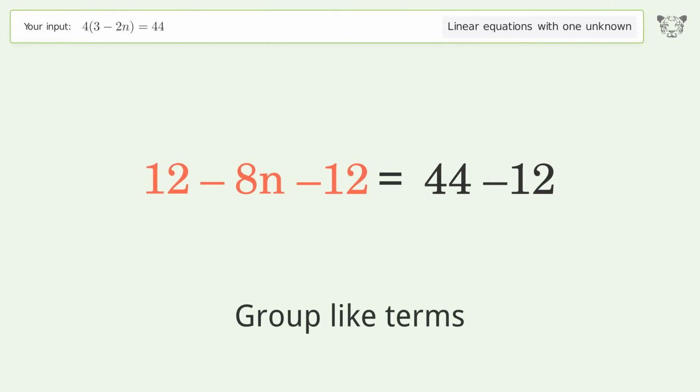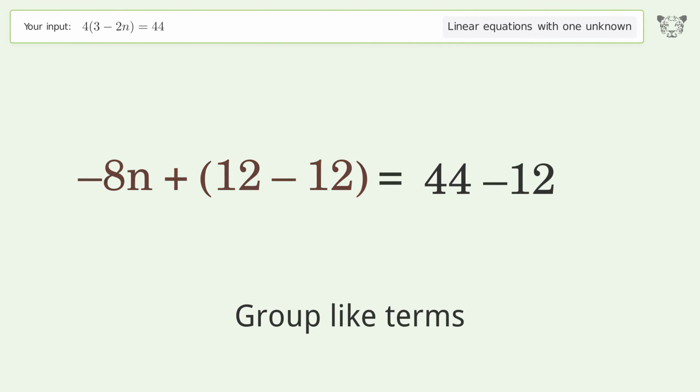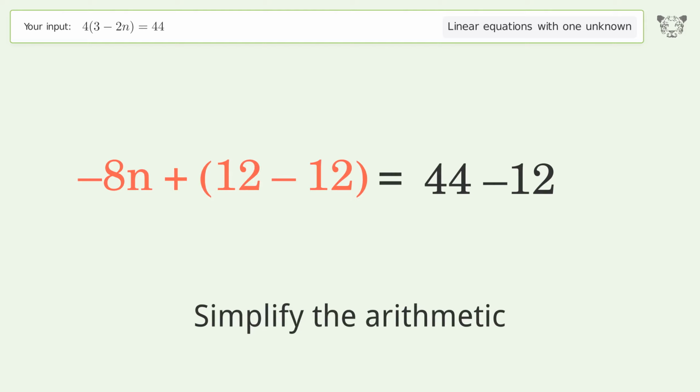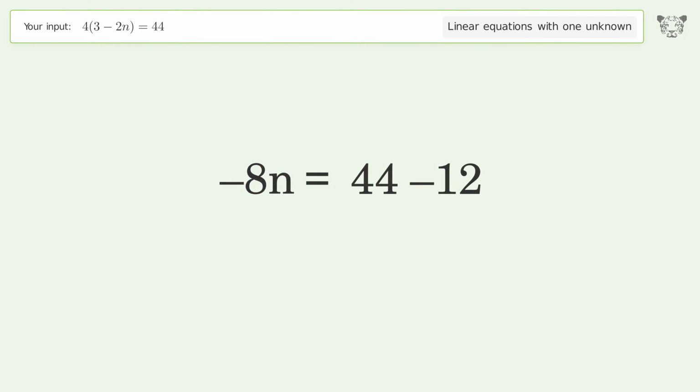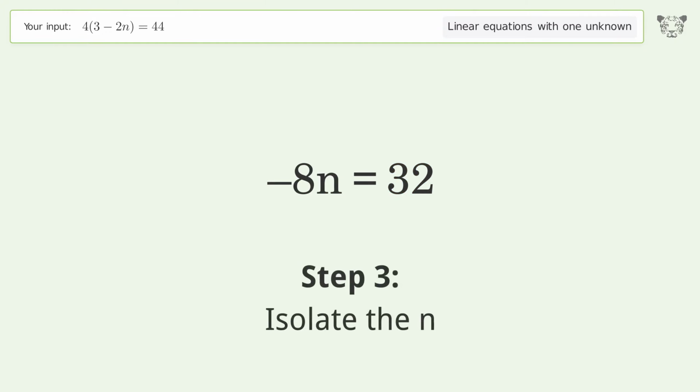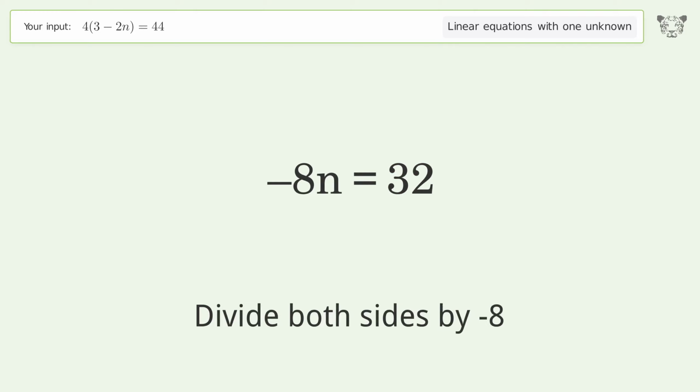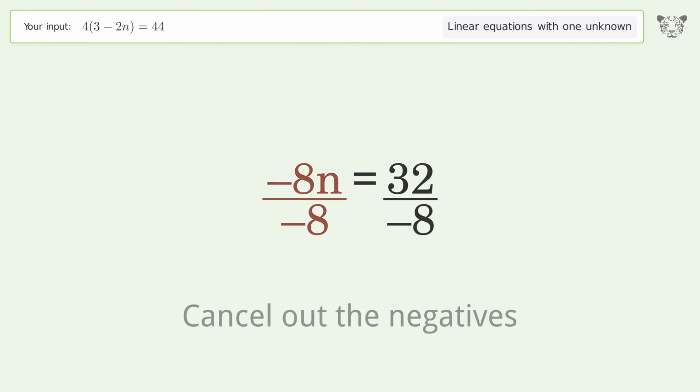Group like terms. Simplify the arithmetic. Isolate the n. Divide both sides by -8. Cancel out the negatives.